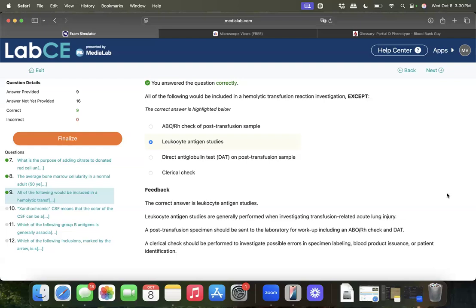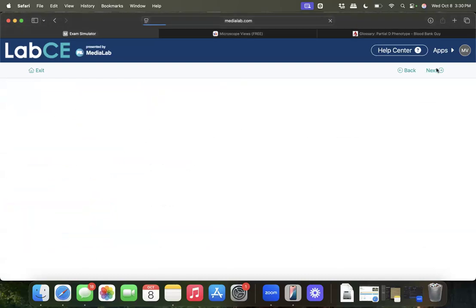A clerical check is we're going to go down the list of name, date of birth, medical record, type, DIN number, product number, expiration. We are going to go down the whole thing and make sure that we have the right patient at the right time, at the right date, give them the right product, right? All of that goes to say that in a hemolytic transfusion reaction investigation, I just went on a whole tangent about transfusion reactions, but in a hemolytic transfusion reaction, it's most likely due to an ABO incompatibility. So we're definitely going to do an ABO/Rh check, we're going to do a DAT, and we're going to do a clerical check. Leukocyte antigen studies, that's normally like if you have a trolley, right? Leukocyte antigen studies are generally performed when investigating a transfusion-related acute lung injury, and those are scary.